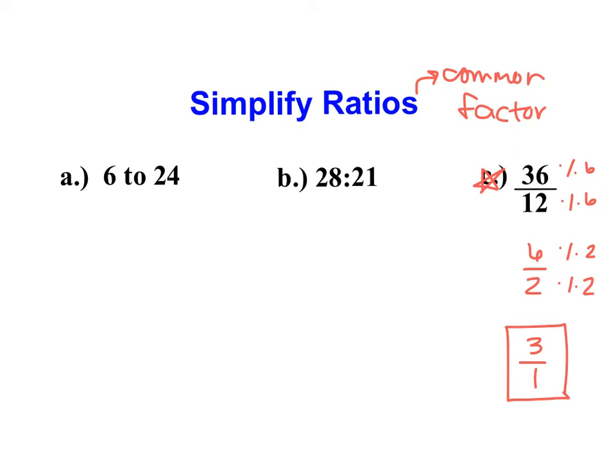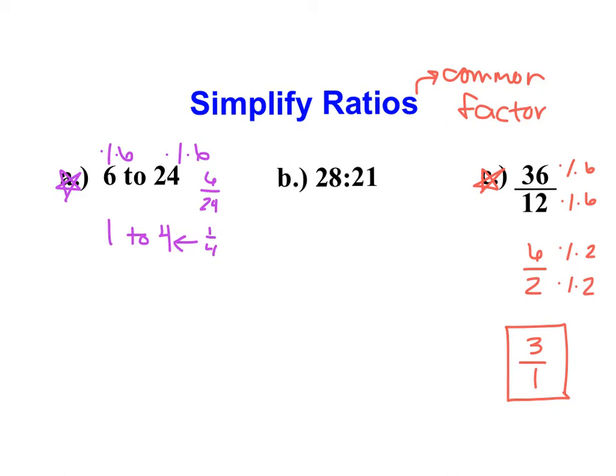So now let's go back to A, and when I look at A, I see 6 and 24. And what I notice here is that 6 and 24 are both divisible by 6. So if I divide both by 6, I end up with 1 to 4. And if it's a little confusing to look at it that way, you can always turn it into a fraction. So you could turn it into 6 over 24, and then simplify it to 1/4, and then simplify it back to its original ratio type.